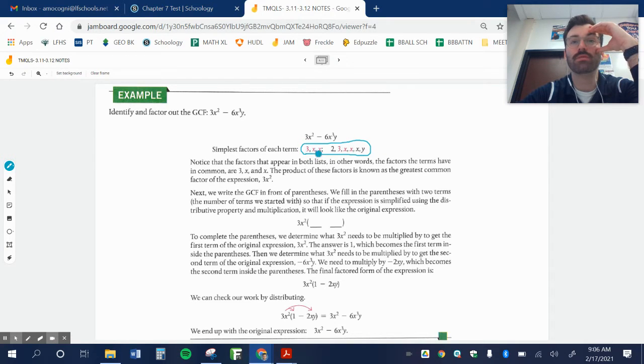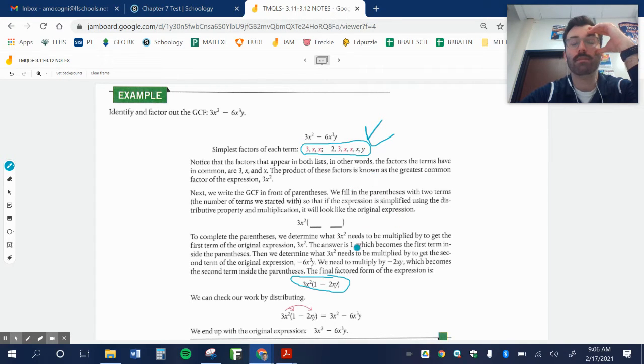Now our goal is to be able to skip this step and jump all the way to here. That's our goal for today. We want to be able to write this out without having to do that. Now it seems daunting, but I think we can handle it.